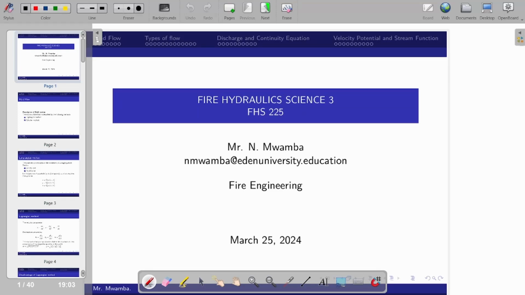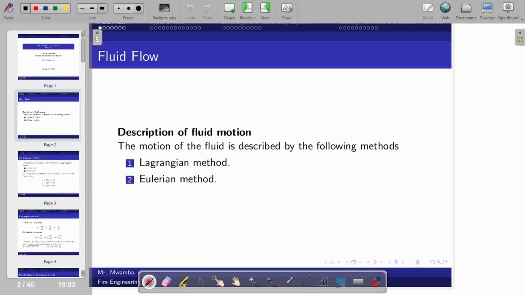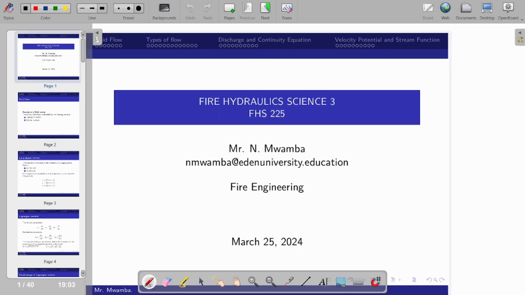So if I go to the next page, let me know if you're also seeing that. Are you able to see that? Yes. Okay, thank you. Yes, we can see.